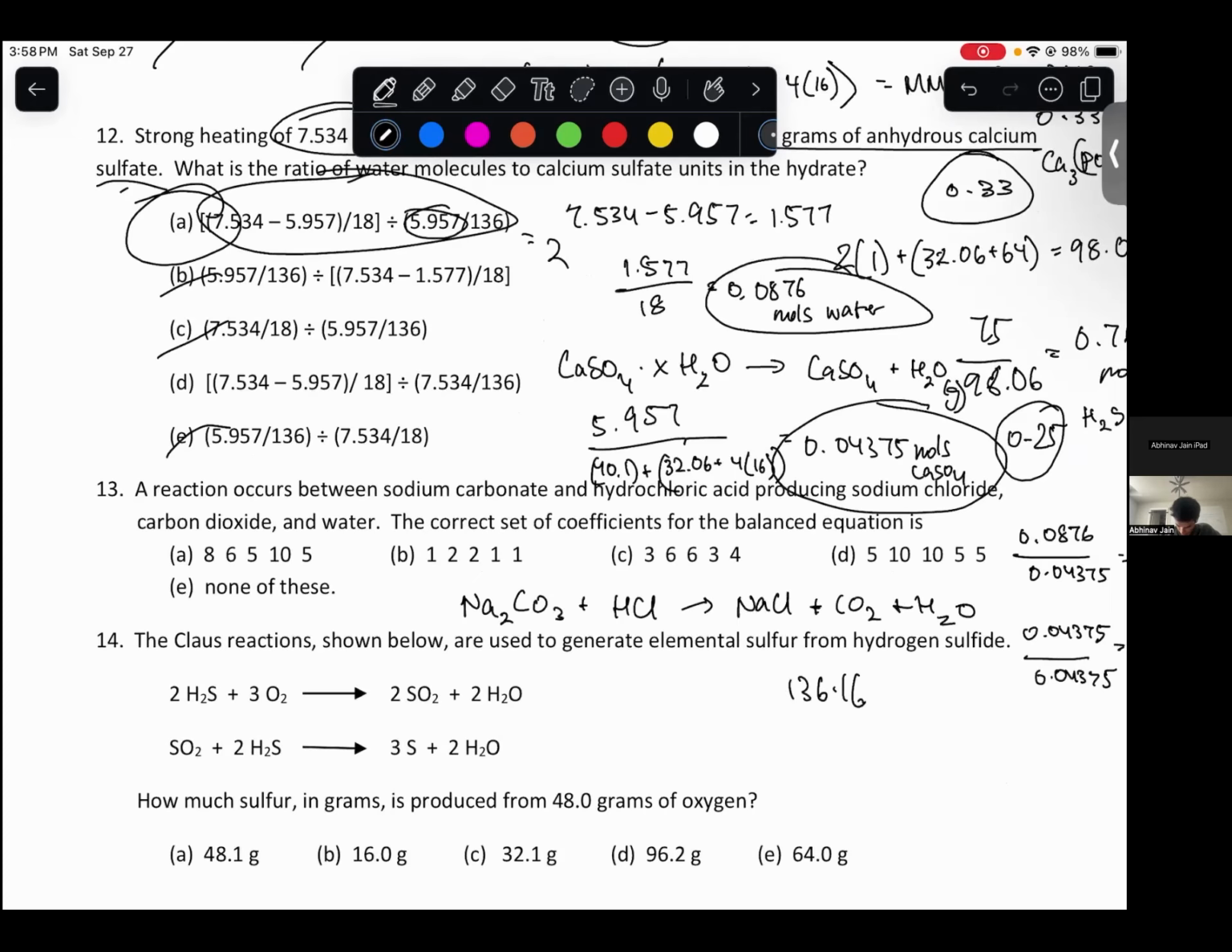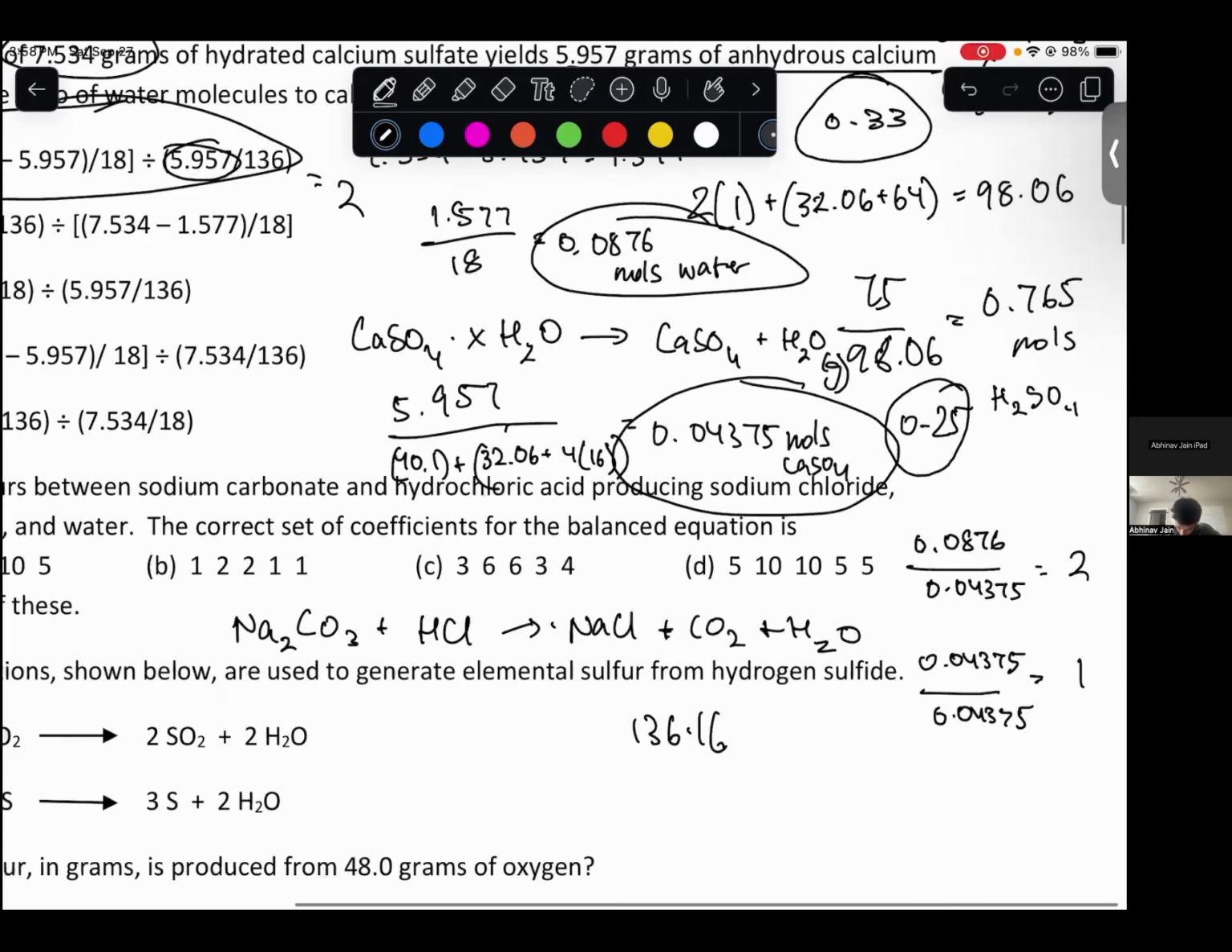Quickly balance this. Put a 2 because there's two sodiums on this side, only one on this side, so we put a 2 there. We're also going to have to put a 2 next to the hydrochloric acid to balance out the chlorines. Notice how that also balances out the H's, and notice how the carbons and the oxygens are already balanced. So the answer for this is going to be 1, 2, 2, 1, 1. So it's going to be B.